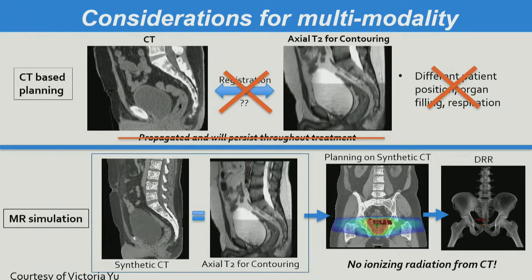So at our clinic, for example, for all our prostate SBRTs, we just do MR sim. We don't do any CT, we just do an MR. And then we create a synthetic CT. So we put the contours on the MR, and then create a synthetic CT, which will give us the Hounsfield unit number that we need for treatment planning. And then we can plan on that, and with that synthetic CT, we can even create DRRs for setting up the patient later.